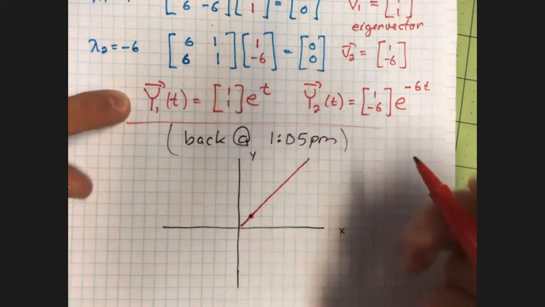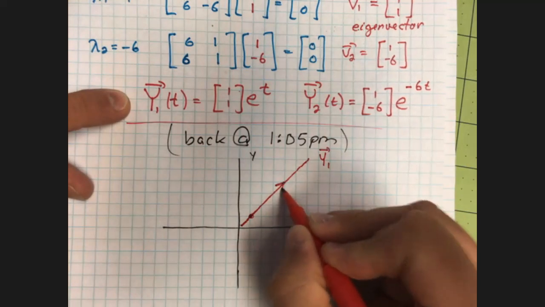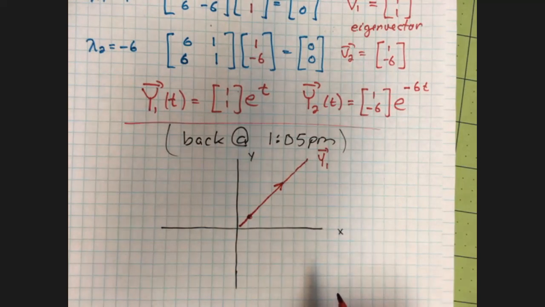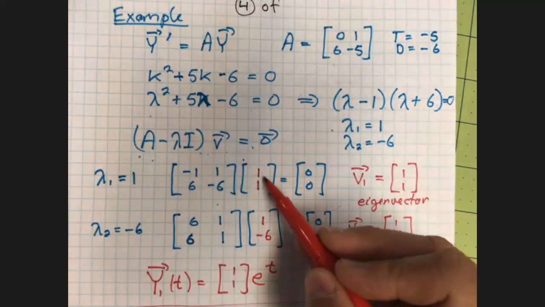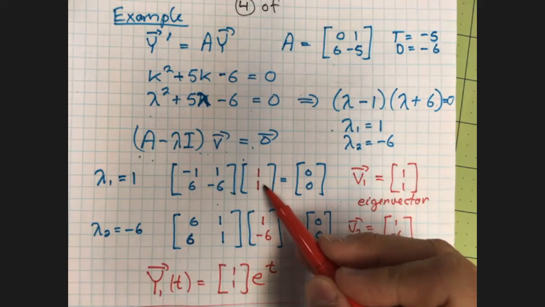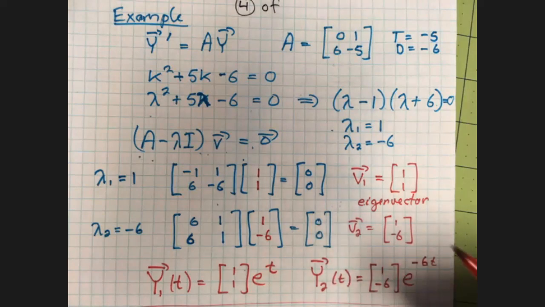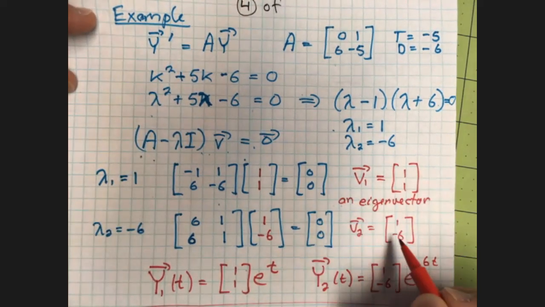Now this straight line solution, y1, actually travels out. So I indicate that with the arrow like this. But I got some interesting news for you. Remember when we picked 1, 1 to be our eigenvector? Why didn't I pick 6, 6? Why didn't I pick -1, -1? I could have. And it would have given me another straight line solution, but it would just be along this 45 degree line.